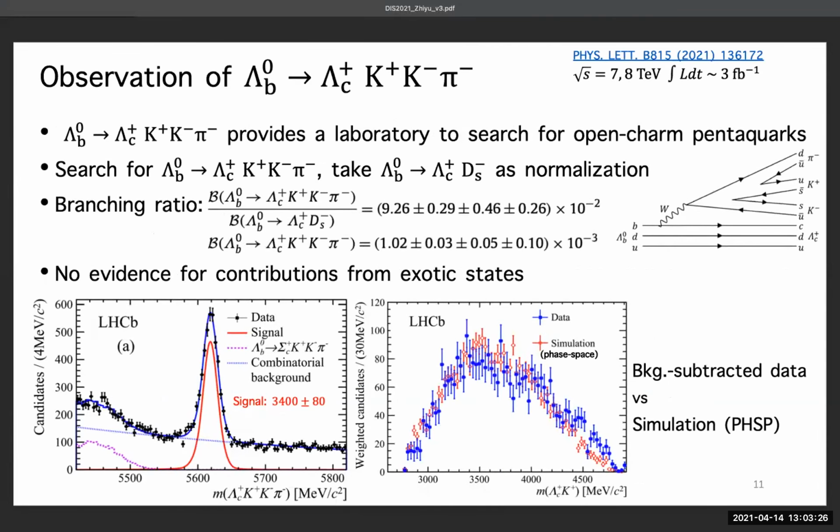We are also interested in searching for an open charm pentaquark. The lambda b decay to lambda c K K pi is an ideal mode. So we searched for it and also discovered this mode. With the 3000 signal, we didn't see any evidence for exotic states, so we just measured its branching ratio.